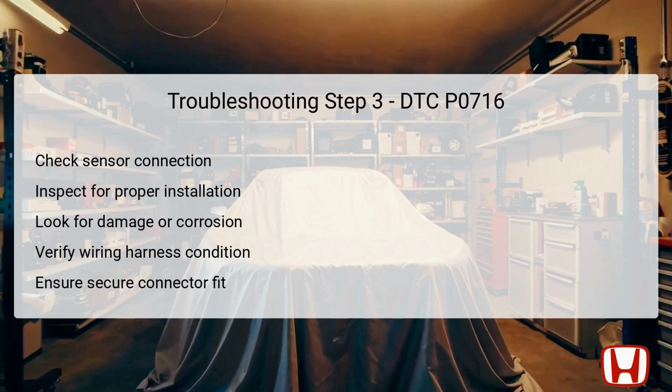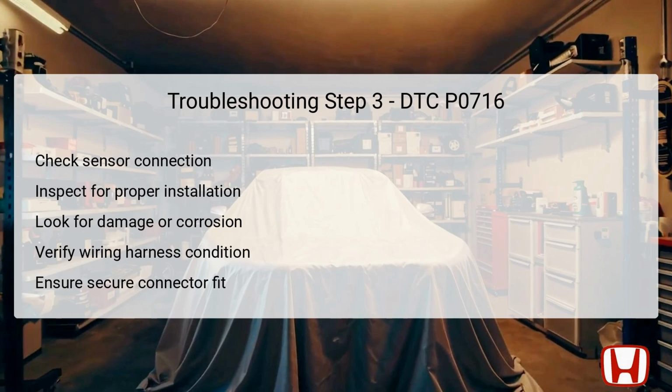The final troubleshooting step involves checking the connection of the input shaft speed sensor. Begin by examining the sensor to ensure that the electrical connection is secure and properly installed. This step is vital, as a flawed connection can be the root of the P0716 code error. Look for any visible signs of damage, corrosion, or wear that could affect signal transmission.